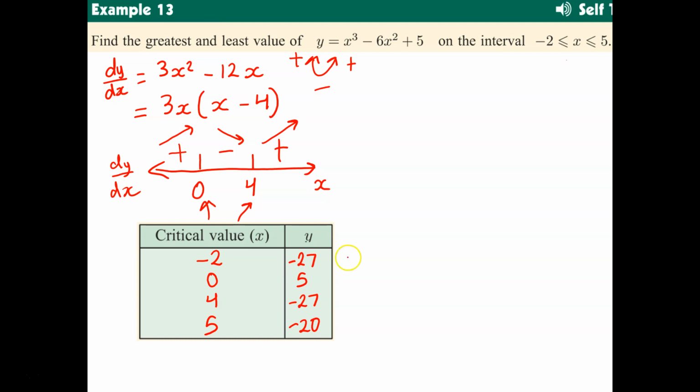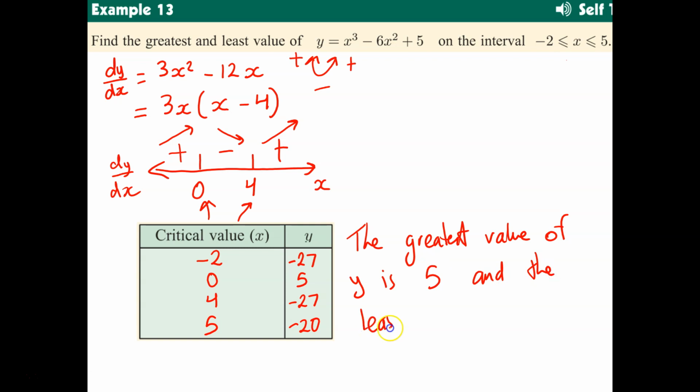It looks like the least value is -27. And what is the greatest value? Oh, it looks like it's 5. Okay, well, we've got a sentence now. The greatest value of y is 5, and the least is -27. Okay? Well, as always, I recommend checking our answers with a graphics calculator.